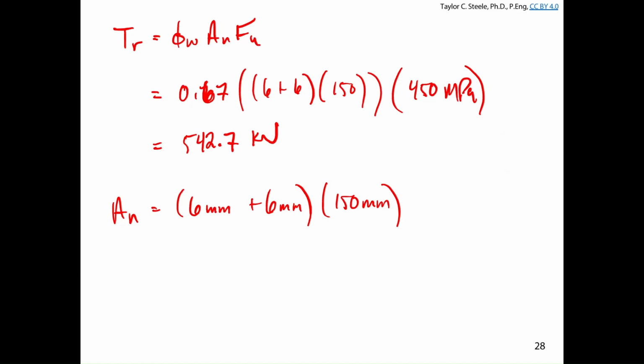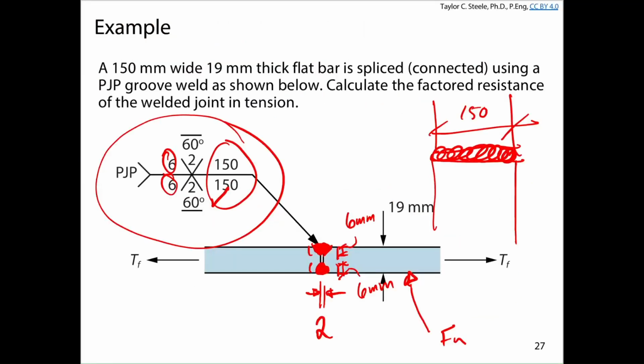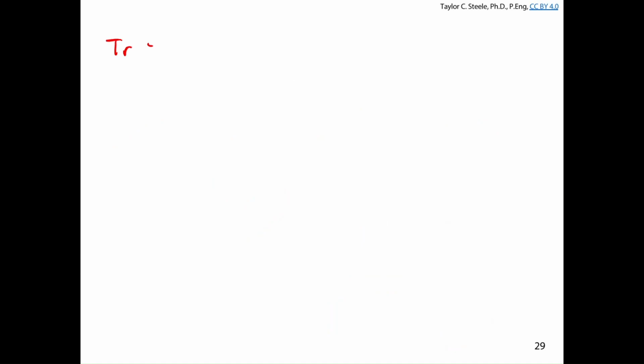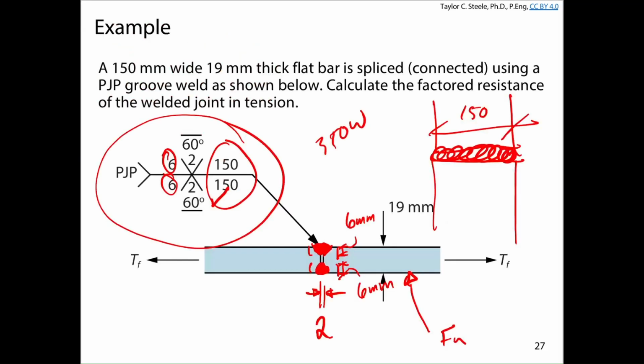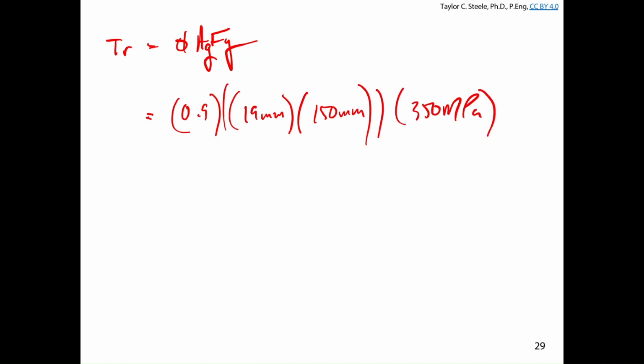There's one more thing we need to do. We have to check that we're not exceeding the strength of the plate itself in tension. We'll also just make sure that we're not exceeding that. So phi A_g F_y. We've got 0.9. A_g is for the plate itself, so 19 millimeters thick times 150 wide, times 350 MPa. I don't know if I did that calculation or not. I guess I didn't. It'd be helpful if someone could quickly run that for me so we could wrap things up here in a timely fashion.